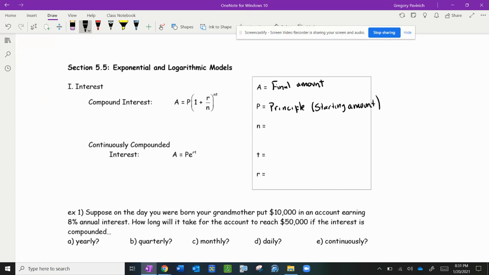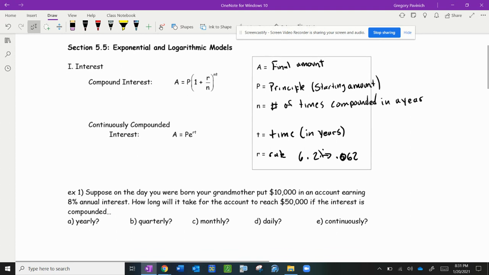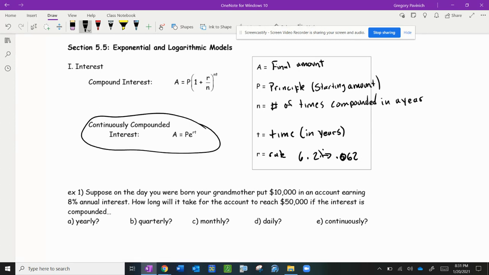Your N is the number of times compounded in a year. T is time, that's in years, and R is your rate, so if you had 6.2%, that would be 0.062. And that takes care of all of those for both the continuous and the compounded.